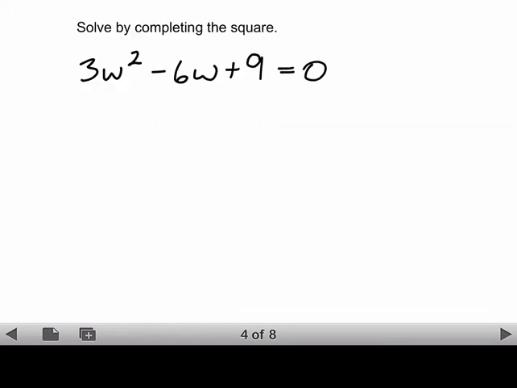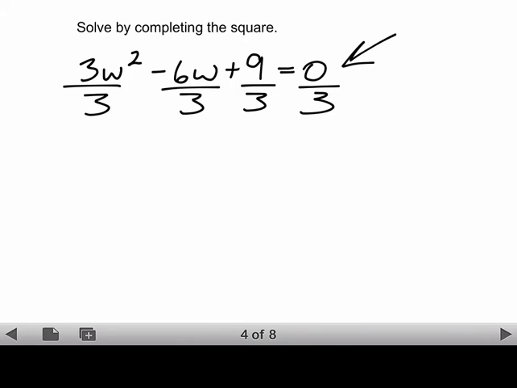Our next example is to solve 3w squared minus 6w plus 9 equals 0 by completing the square. That whole thing about taking the middle term, divide it in half and figure out what to add to both sides works really well when the first term is 1. If it's not, it throws everything off. So our first task is going to be to divide everything by 3 to get the lead coefficient to be 1. Notice on the right hand side I'm dividing 0 by 3. Even though it won't change, it's still good form. Dividing by 3 will give me w squared minus 2w plus 3 is equal to 0.